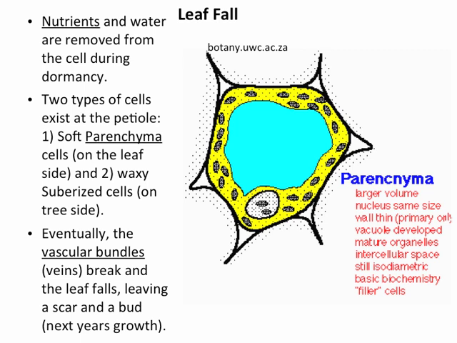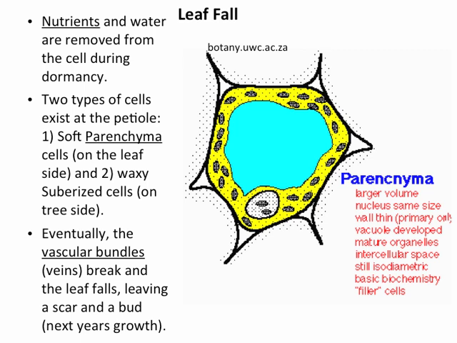And eventually the vascular bundles, the veins, become really thin from all the molecules that are kind of moving out. And then the slightest storm can break the leaves and they fall, leaving a scar and then a bud, which is the next year's growth. So if you go out and look at our trees right now, you're going to see the buds waiting to come out as controlled by temperature.